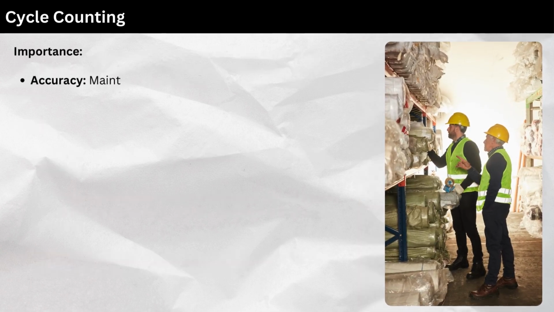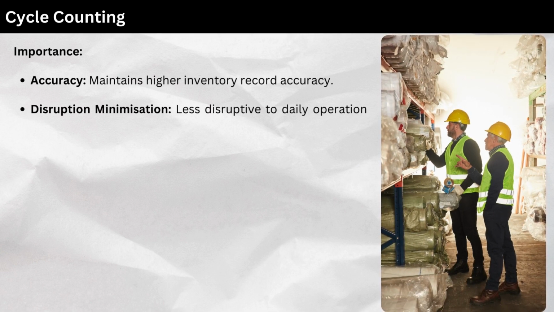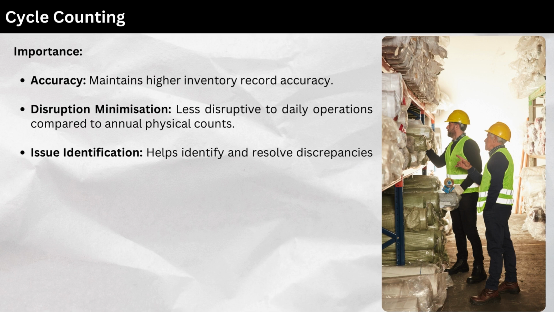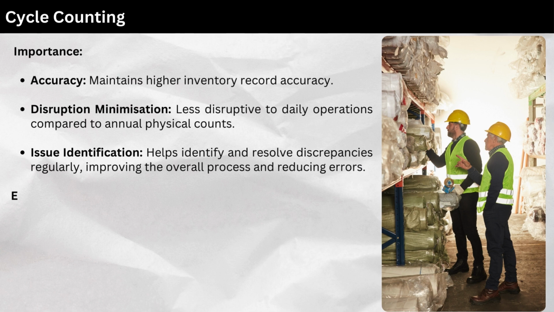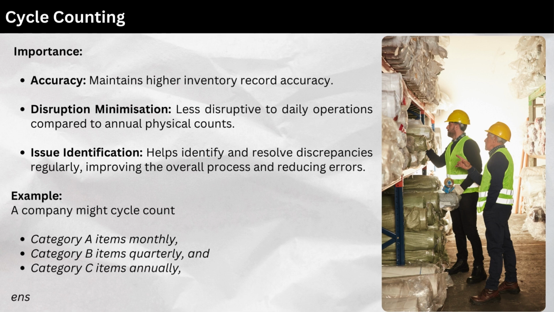Importance. A. Accuracy, maintains higher inventory record accuracy. B. Disruption minimization, less disruptive to daily operations compared to annual physical counts. C. Issue identification, helps identify and resolve discrepancies regularly, improving the overall process and reducing errors. Example. A company might cycle count Category A items monthly, Category B items quarterly, and Category C items annually, ensuring high accuracy for the most critical items.